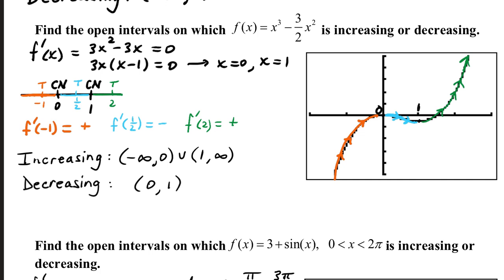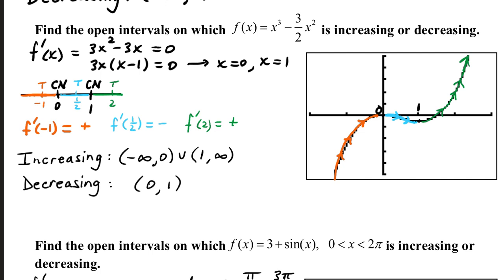Between the hill and the valley, we pick a test number. I picked a half, you can pick any number. Sub it into your first derivative. F prime of 1/2 calculates to a negative. That just says between 0 and 1, my graph is decreasing.